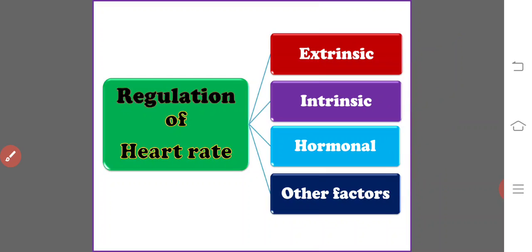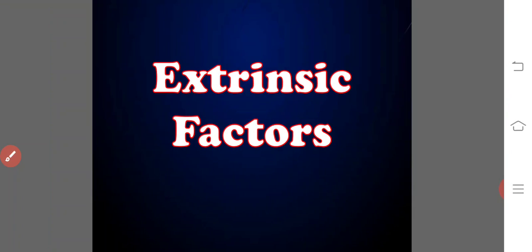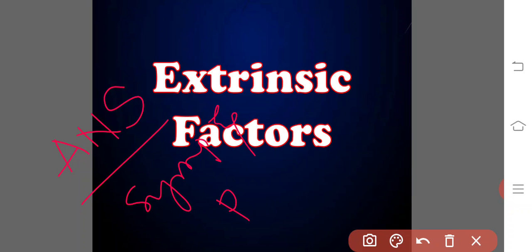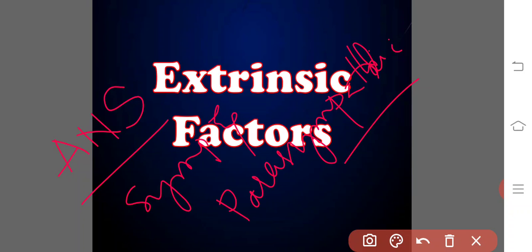First of all, we will see the extrinsic factors. Extrinsic factors basically are neuronal in origin. In general, the autonomous nervous system sends some signals, and these signals released from the autonomous nervous system show a drastic effect on the heart rate. The autonomous nervous system comprises sympathetic and parasympathetic nervous systems. Both of them collectively regulate the heartbeat.